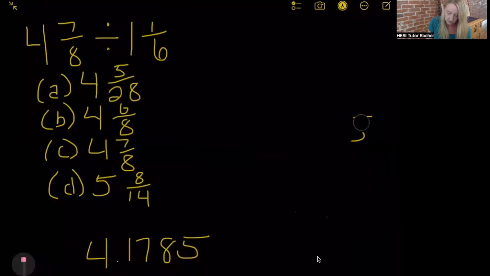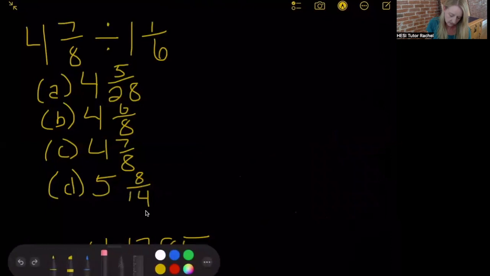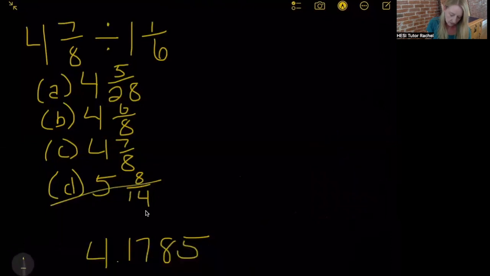So we're looking for one of these answer choices, A, B, C, D, to be equal to 4.1785 when we convert it from a fraction into a decimal. And there's one here that we know we can knock out of contention from the beginning. We don't even have to do the math. Do you know which one it is? Hopefully you do. It's answer D. Oops, I didn't really need to erase that. I just meant to cross it out. Because it starts with a 5.